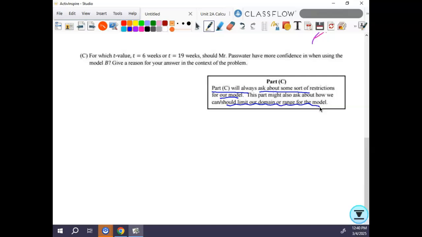It says, for which t value, t equals 6 or t equals 19 weeks, should Mr. Passwater have more confidence in when using the model? So think about this. Just because I have some data and it looks linear or quadratic or whatever, does that mean that that model works really for every input I ever use? Not necessarily, right? It might just be good for a little section of data. So think about what would make more sense, 6 or 19. Talk to your neighbors about it. Fight it out. And why? Not just give me a number.